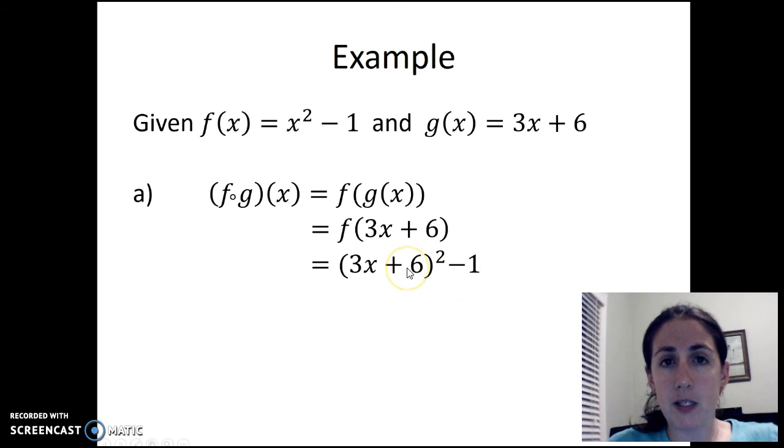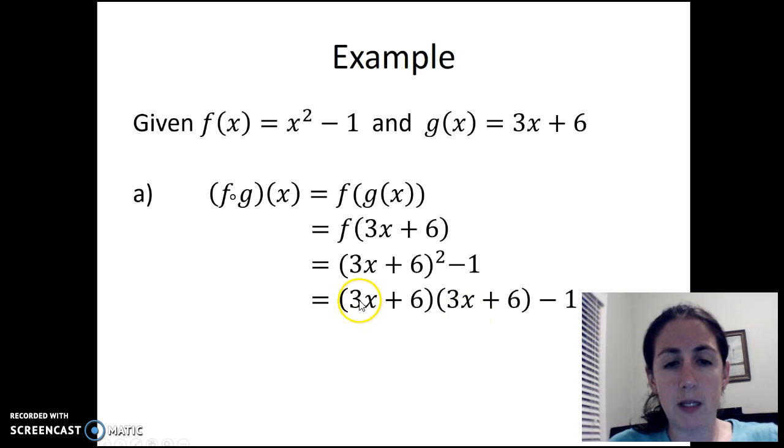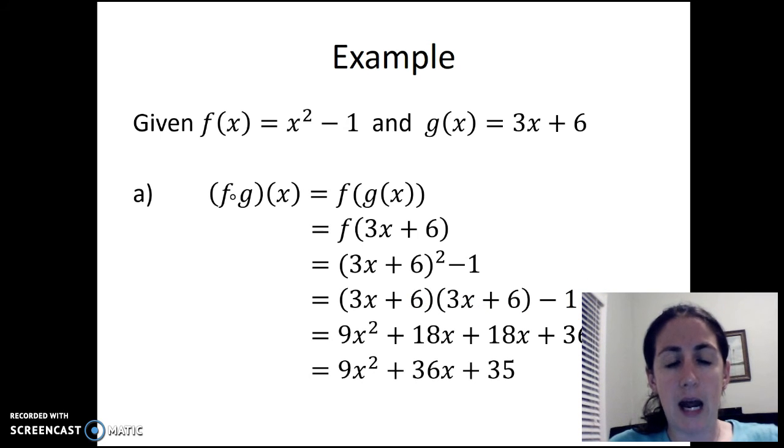Now remember what it means to square something. You're going to have to times it by itself. 3x plus 6 times 3x plus 6. Distribute this out. Everybody in the first group gets multiplied to everybody in the second group. And then we'll combine like terms for a final answer of 9x squared plus 36x plus 35.